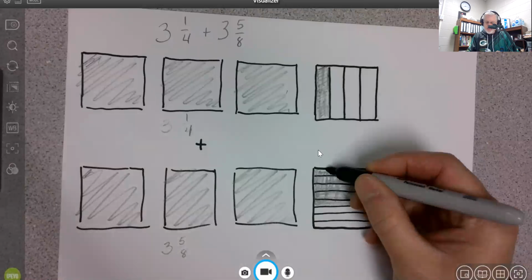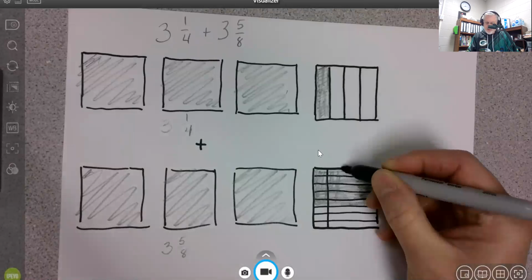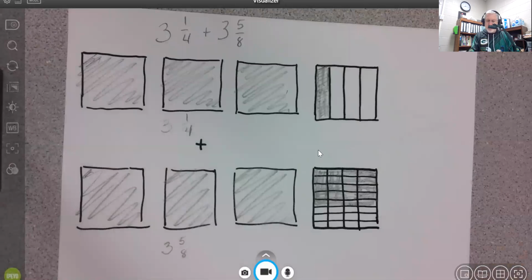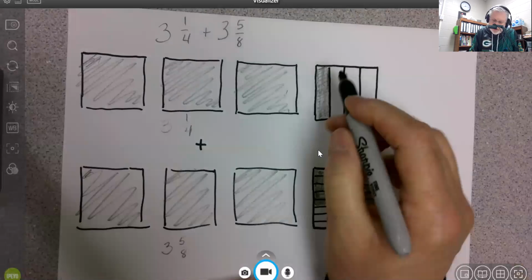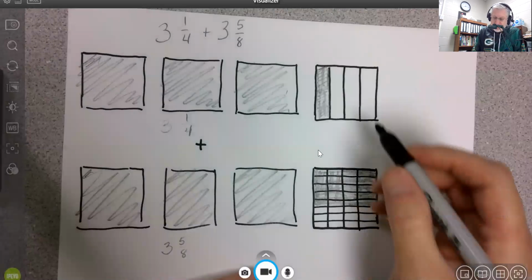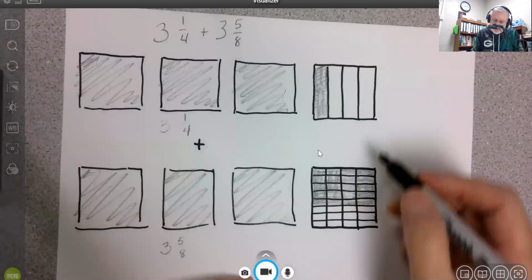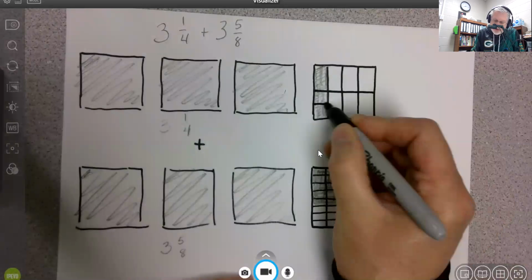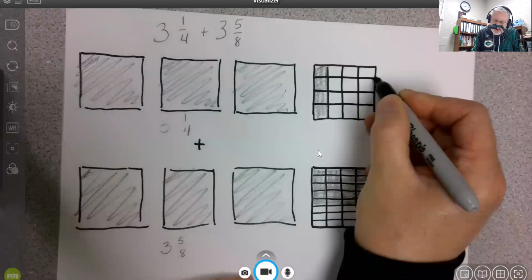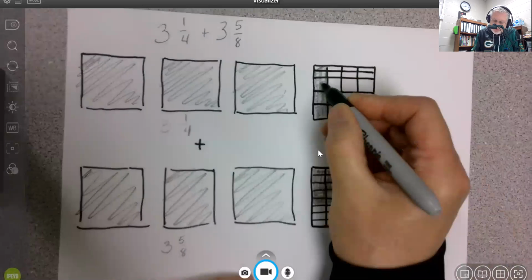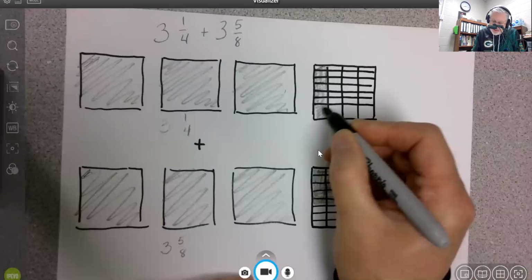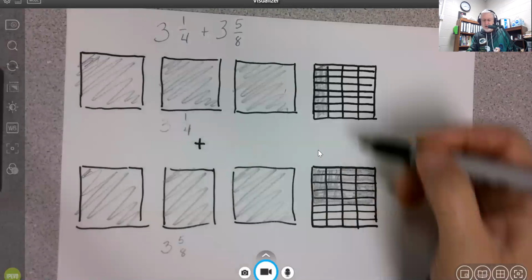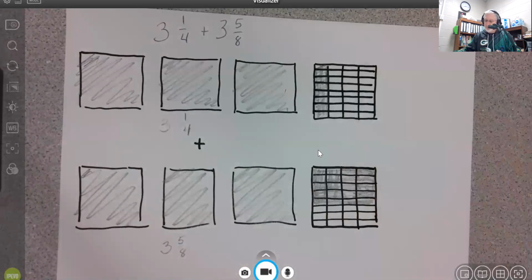So I have 3 lines. Okay. Now up on top, I want to make 8 horizontal lines, or actually 7 lines, because I want to make it into eighths. So I cut it in half, cut that in half, cut that in half into fourths, and then I cut my fourths in half. Now the total of the rectangle should equal.